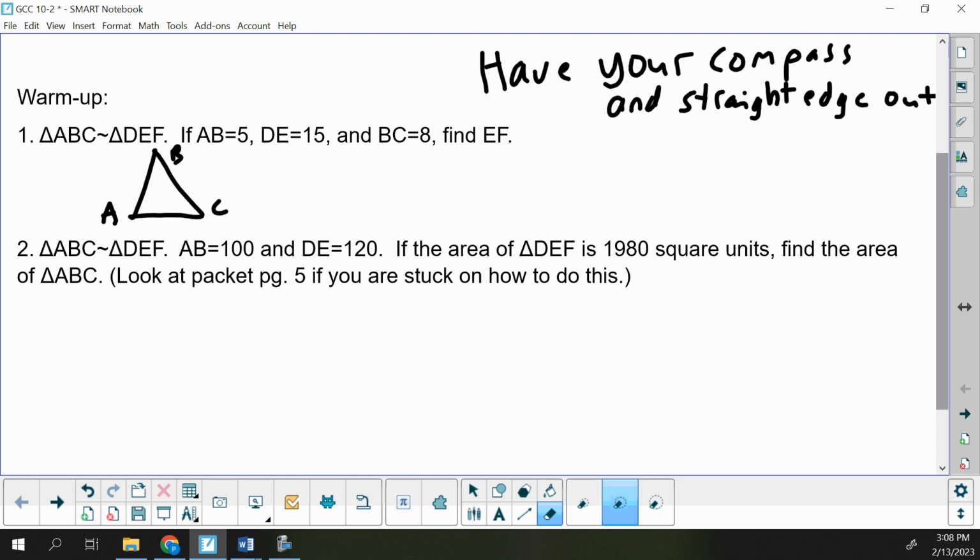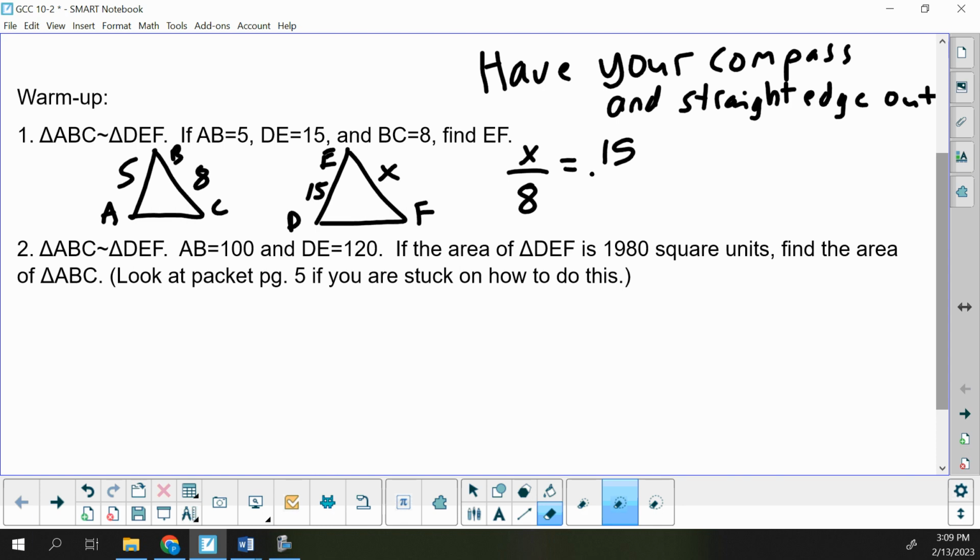All right, in our first triangle, we have AB is 5, DE is 15, BC is 8. We need to know EF. Well, I like to start with x usually. x matches with the 8. Then take something else from x's triangle, 15. That matches with the 5. When you cross multiply, you get 5x equals 120. Divide by 5, and you get that x is 24. Double check for units. We did not have units.